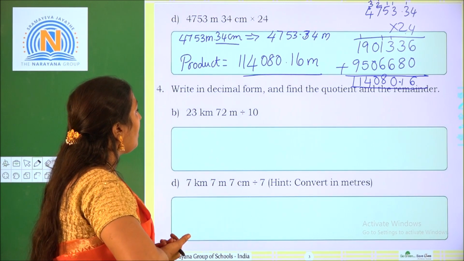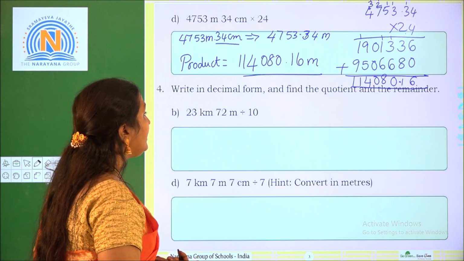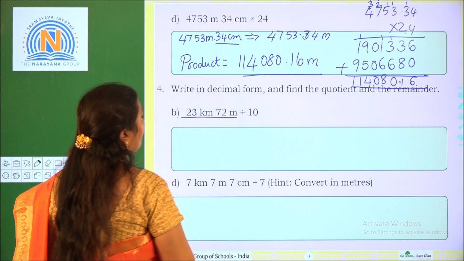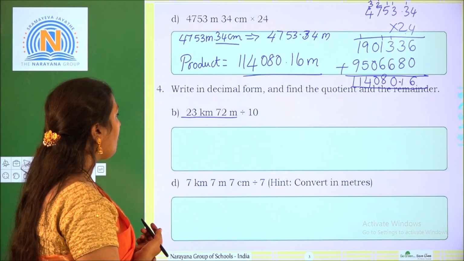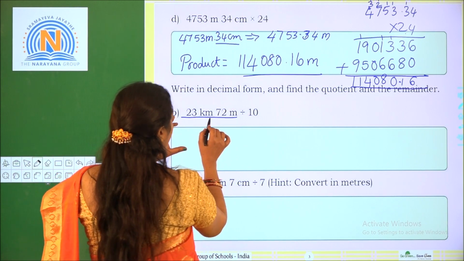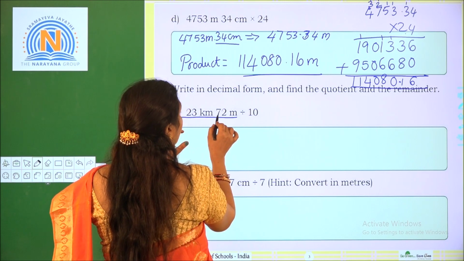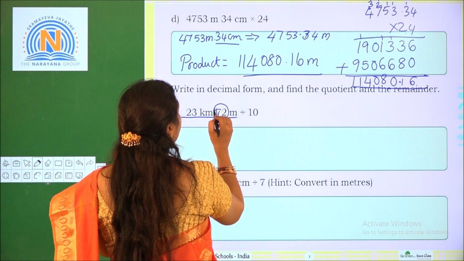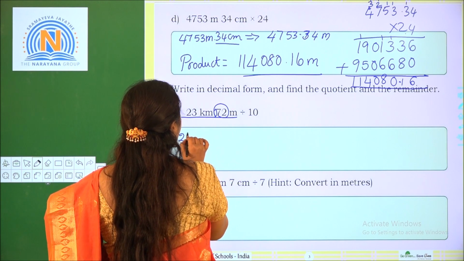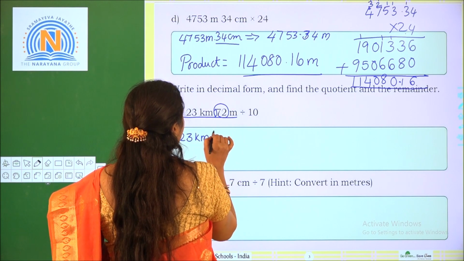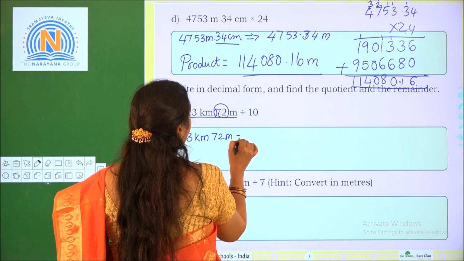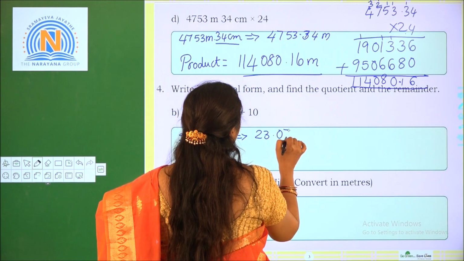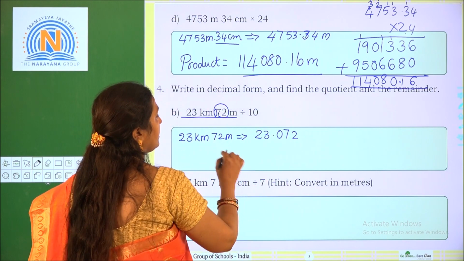Coming to the next one. Write in decimal form and find the quotient and the remainder. So first we have to write in the decimal form. For that, you already know here only 72 meters are there. So what did you get here? 0. So 23 kilometers, 72 meters. What did you get? 23.072, because 72 only is there.